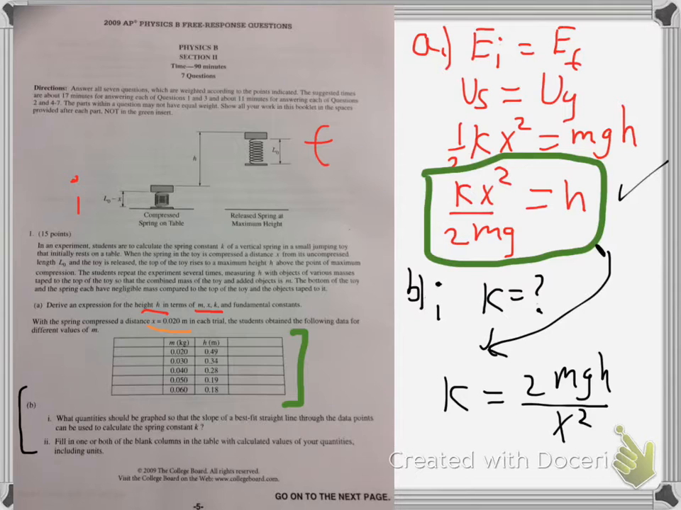Okay, now let's identify what is constant, because we don't want to just graph a whole bunch of nonsense. We want to keep this as clean as possible. Okay, 2 is a constant, obviously. g is a constant, and then x squared is going to be a constant because the compression is the same. So the only things that are changing are the mass and the height. Okay, so there are two acceptable solutions here, and it's kind of your choice.